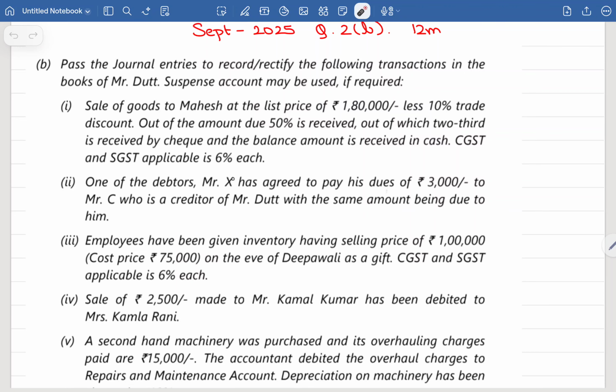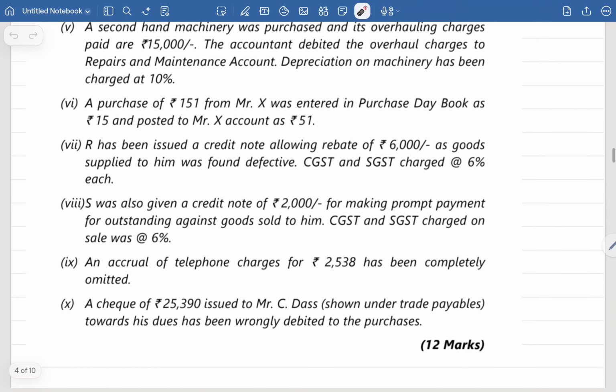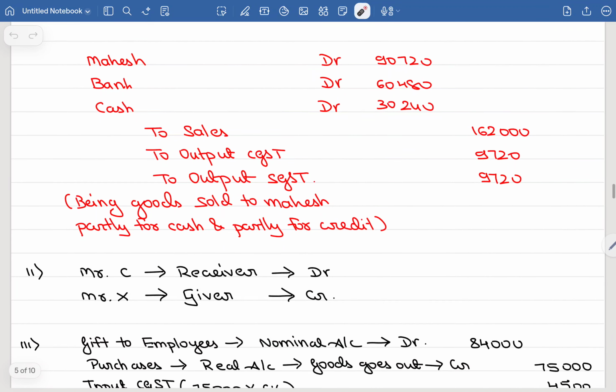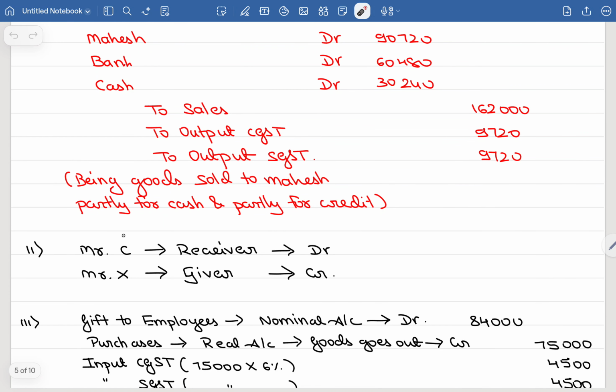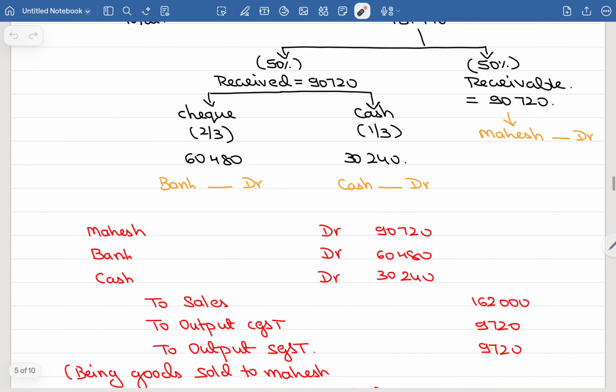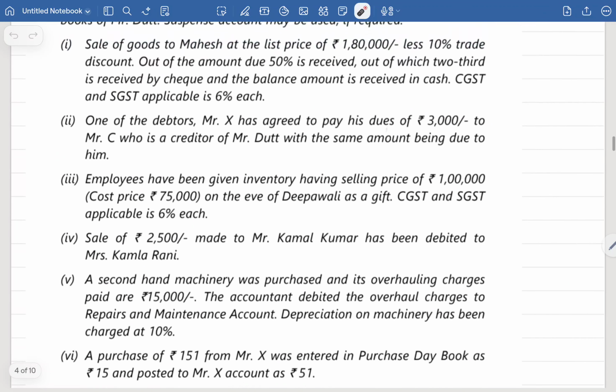So Mr. X agreed that he will pay the amount to Mr. C. So who is the giver? Mr. X is the giver. Who is the receiver? Mr. C is the receiver. Both are which account? Personal accounts. So accordingly, Mr. Dutt has to pass the journal entry. What journal entry does he have to pass? Simple one. Debit the receiver and credit the giver. Mr. C is the receiver, debit his account. Mr. X is the giver. So Mr. C account debited to Mr. X account 3,000 rupees. This was a simple journal entry.